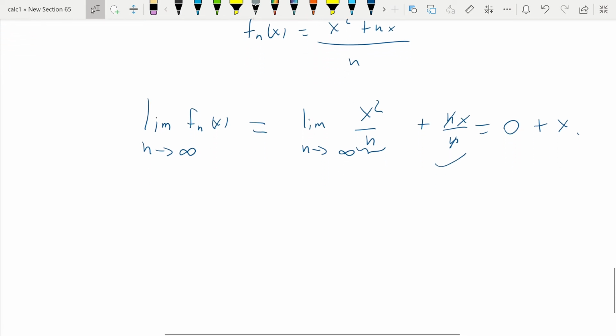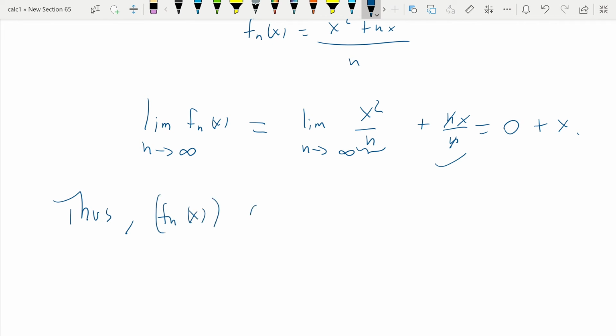So we can say that then fn of x, or just a sequence of functions. Of course, I need to take away the argument here. We're talking about the functions now, not the sequence of numbers. It converges to f of x equals x pointwise.